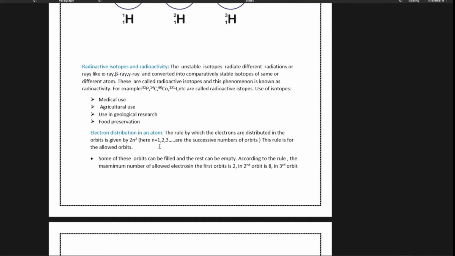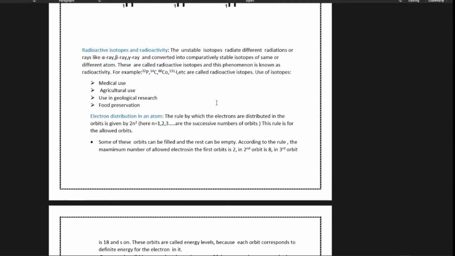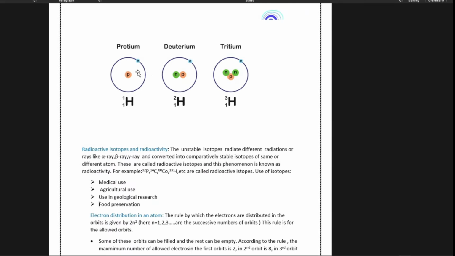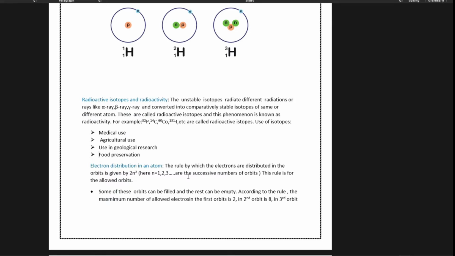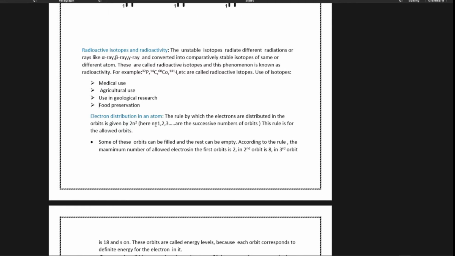n is 1, 2, 3. These are the successive numbers of orbits, like the first orbit, second orbit, third orbit. Here is the first orbit. In hydrogen there is only one orbit, but in other atoms there are more orbits, like first, second, third, fourth, and so on, respectively. So that is the value of n. So 2n square, then we can get the electron distribution in an atom.